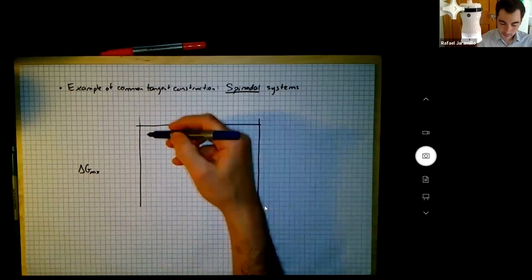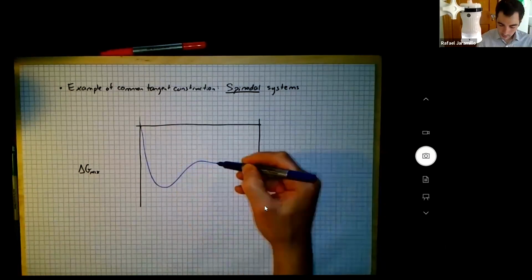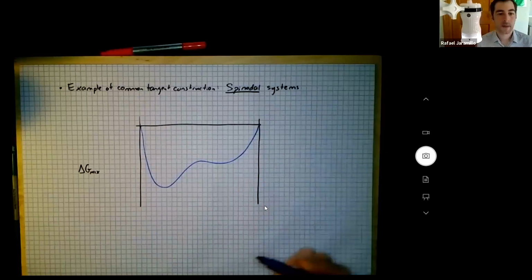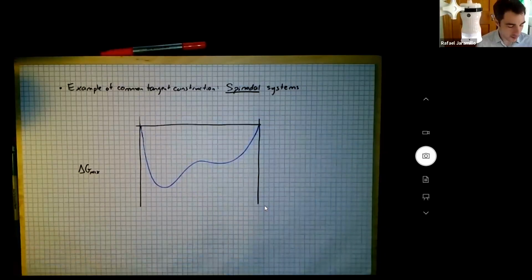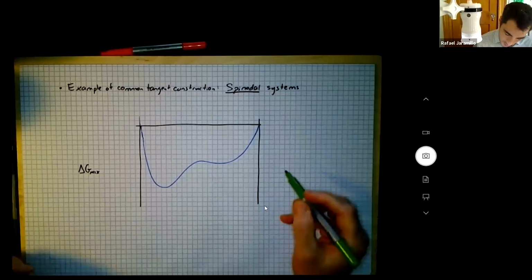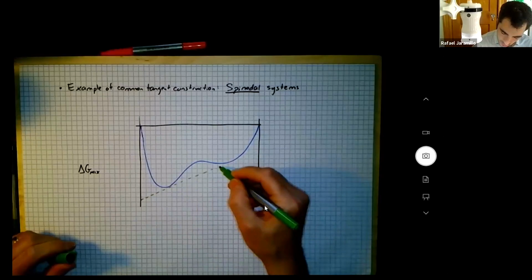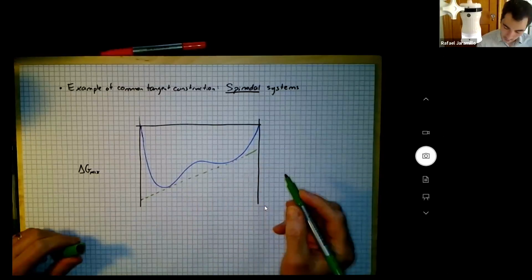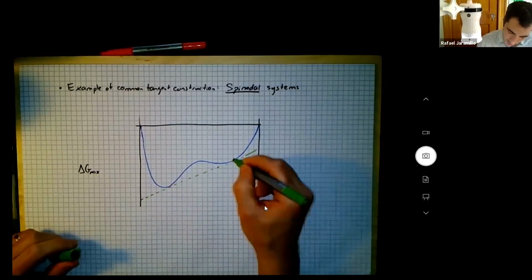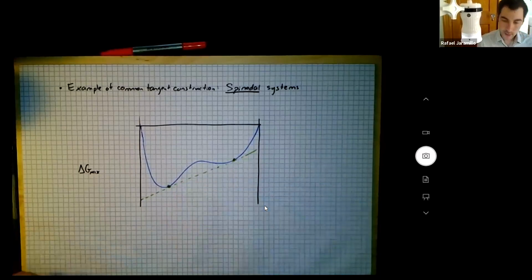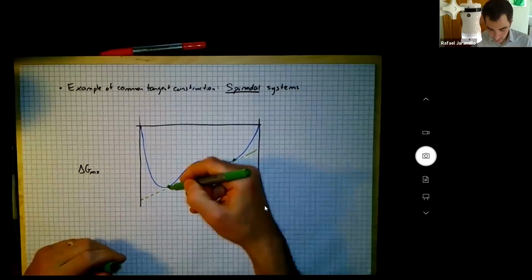So let's draw something like that. You've been playing with something like this in P-sets and in previous lectures. And so this has a common tangent. Let me draw it. Okay, so it has a common tangent, let's say here, and let's say here. Just eyeballing this, obviously.